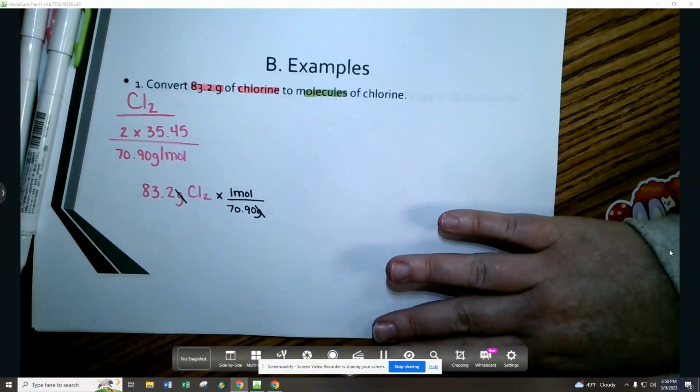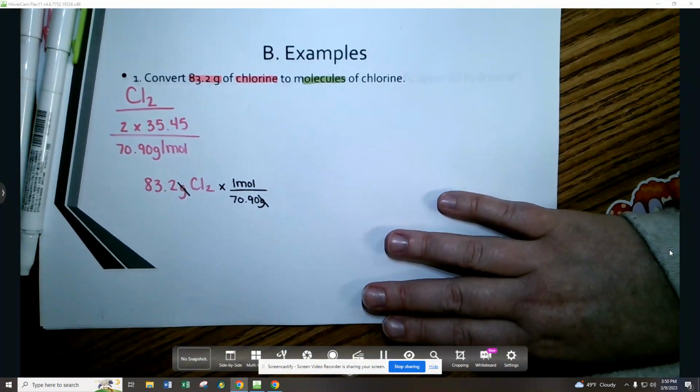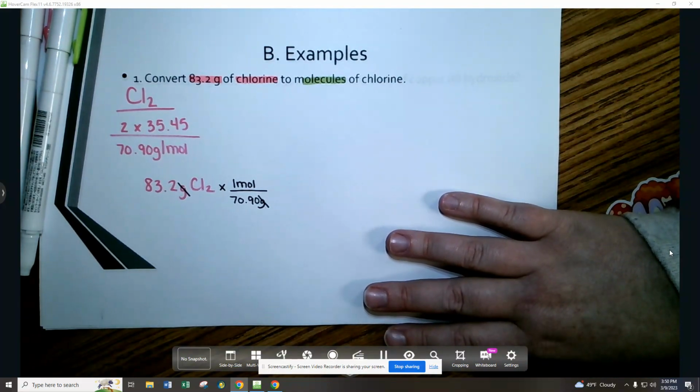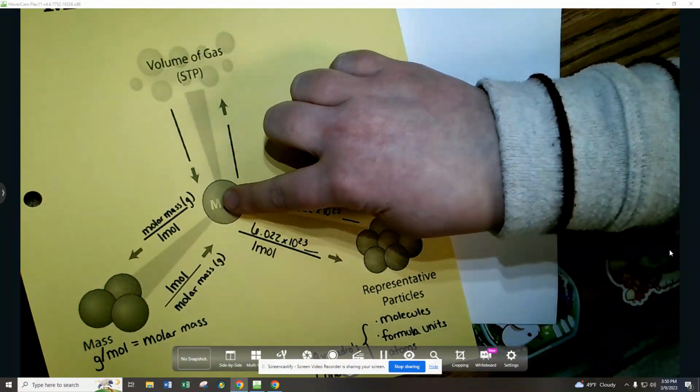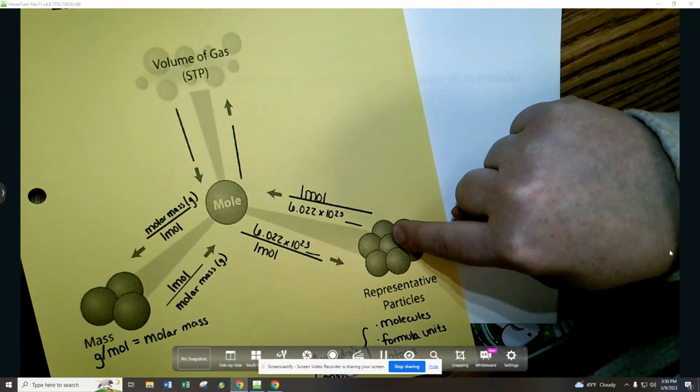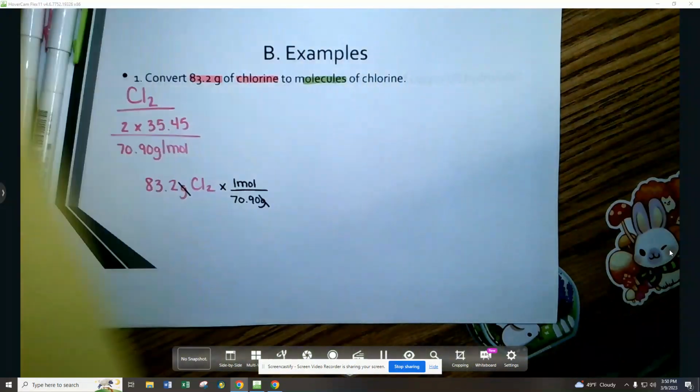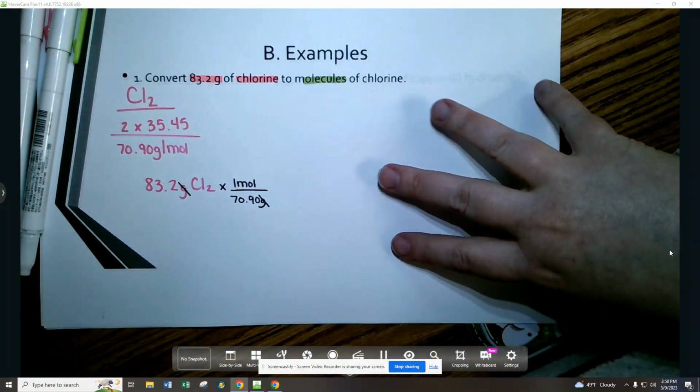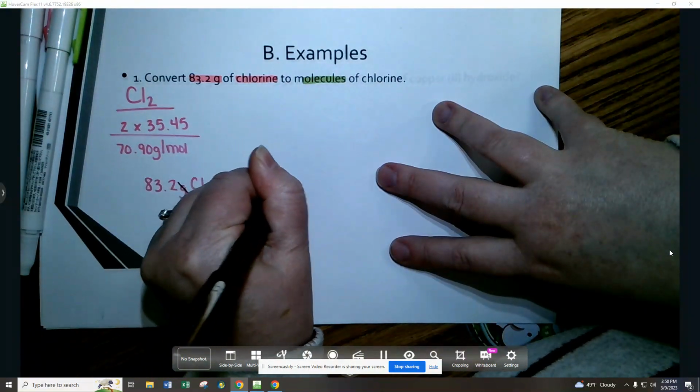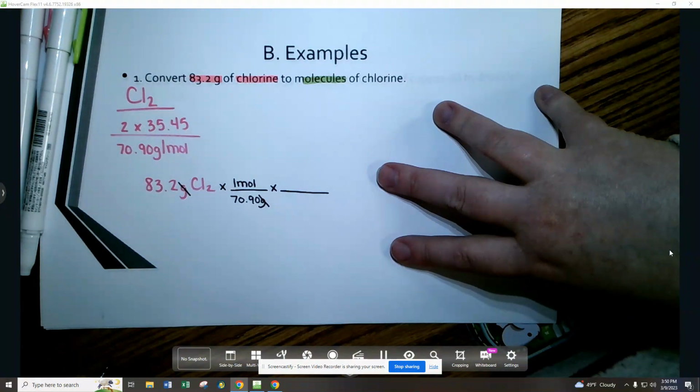Everything we did yesterday was a one-step problem. This is not going to be a one-step problem. We haven't solved for what it asked for because we ended at the mole. We need to get it out to its representative particle of molecules. We did two-step conversion. So what we need to do is add a second conversion factor.